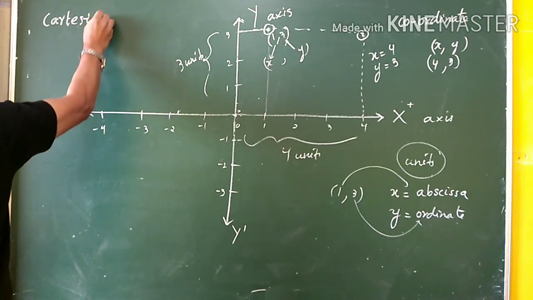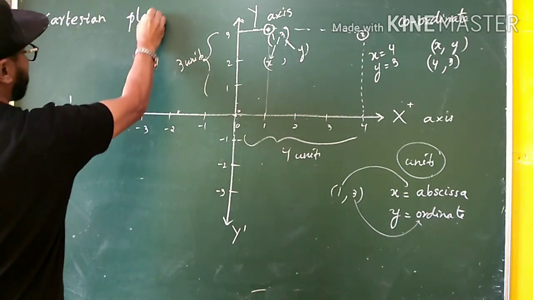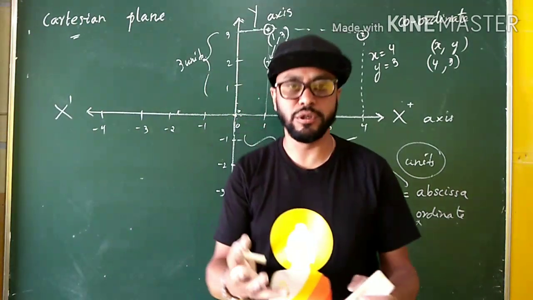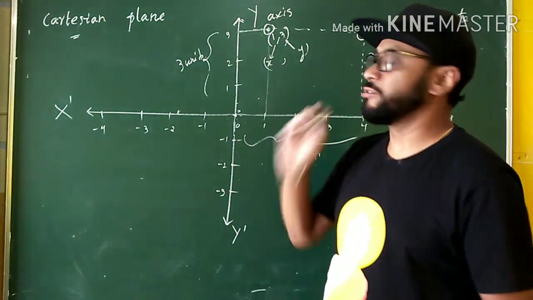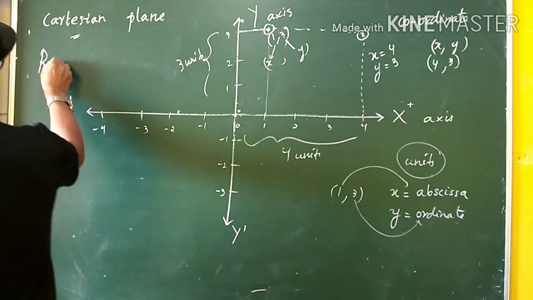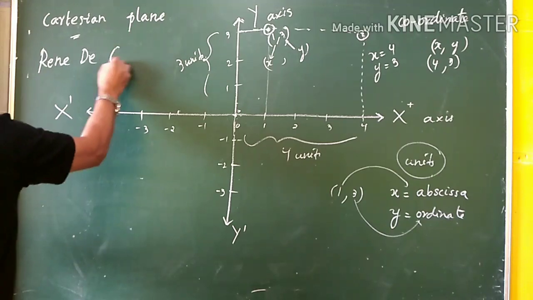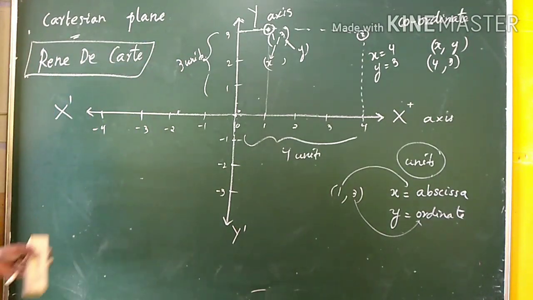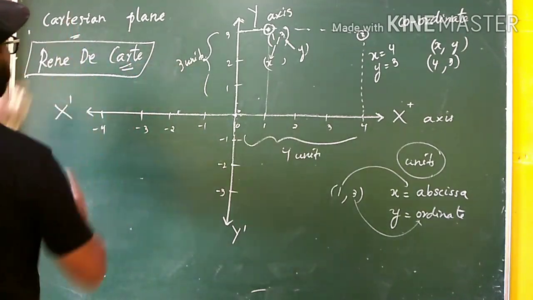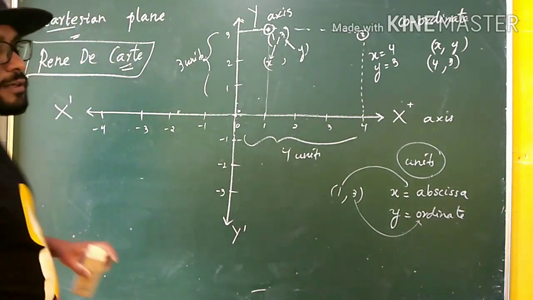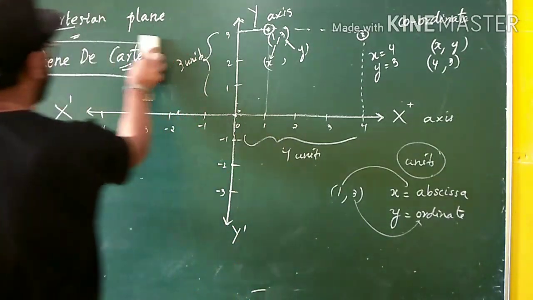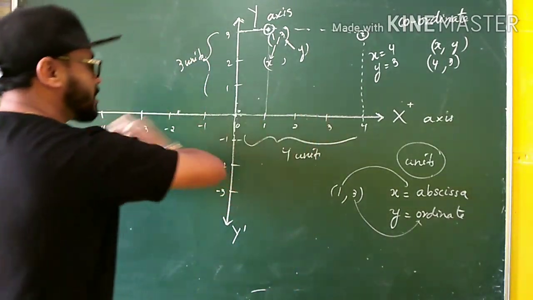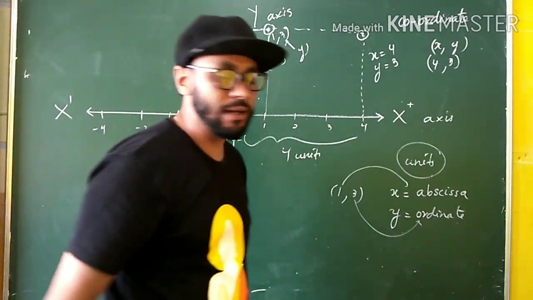Now this whole system is called Cartesian plane, named after the founder of coordinate geometry. Who is the founder of coordinate geometry? René Descartes. Yes sir. René Descartes is also known as the father of coordinate geometry. So it is named after him. Cartesian plane. So this whole plane is called Cartesian plane. The white plane, because it is 2-dimensional, it is a flat surface. So that's why it is a plane.